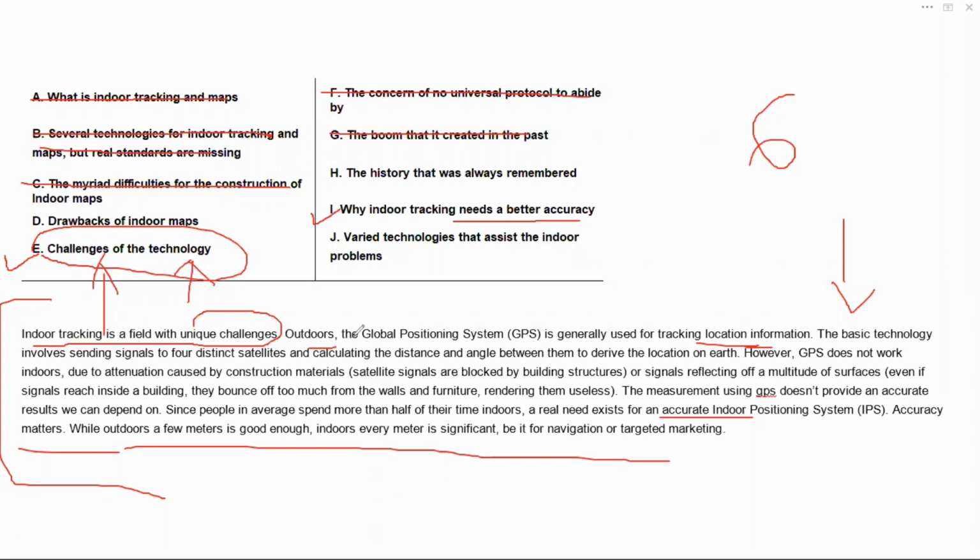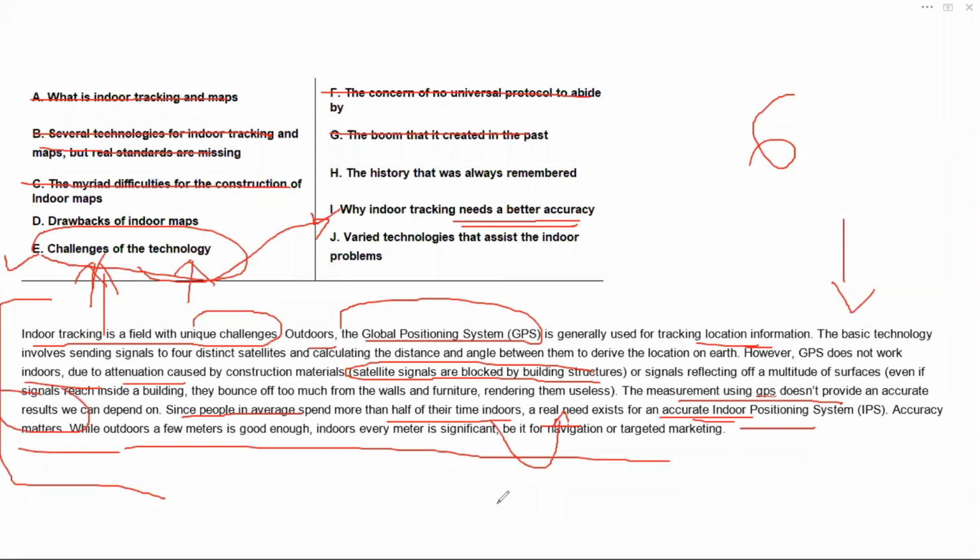And if you properly read it here, all they are trying to say is the global positioning system had a better accuracy. It doesn't work indoors, correct? Because the satellite signals are blocked by building structures. Since people on average spend more than half of their time indoors, a real need exists for an accurate indoor positioning system. Well, they talked about the challenges, I'm not denying it, but it is ending with why indoor tracking needs better accuracy. GPS doesn't provide an accurate result.